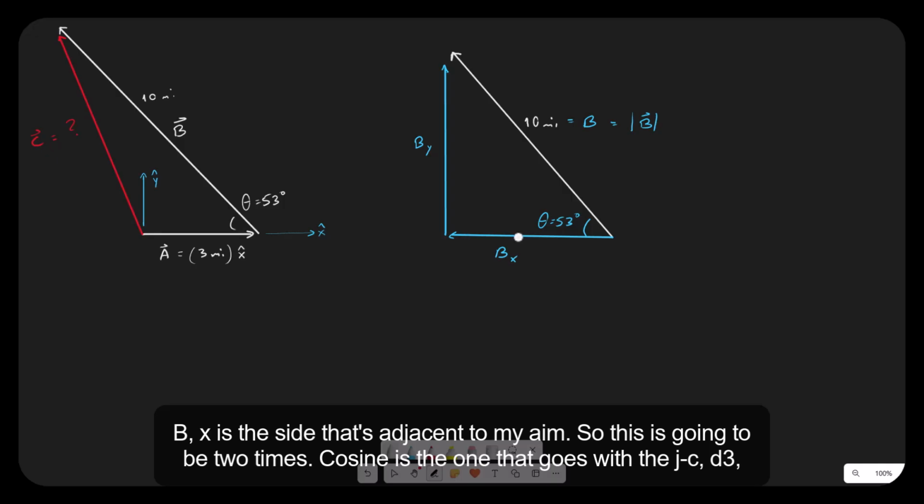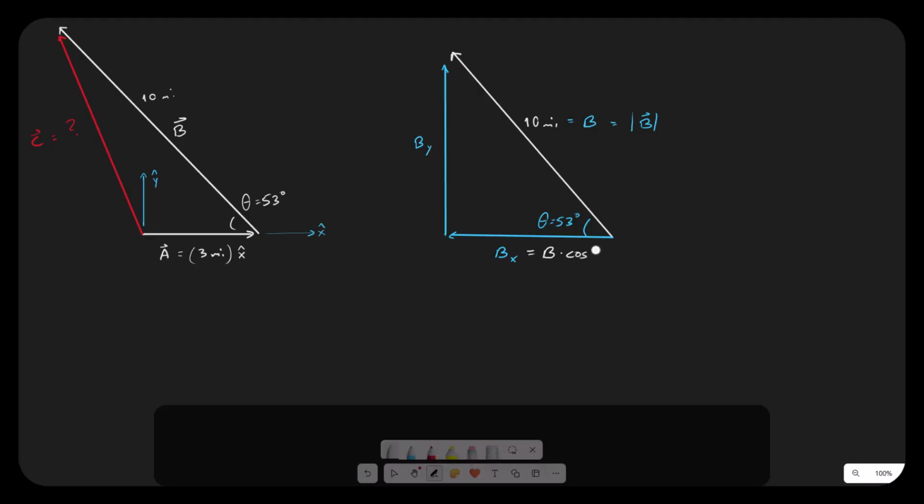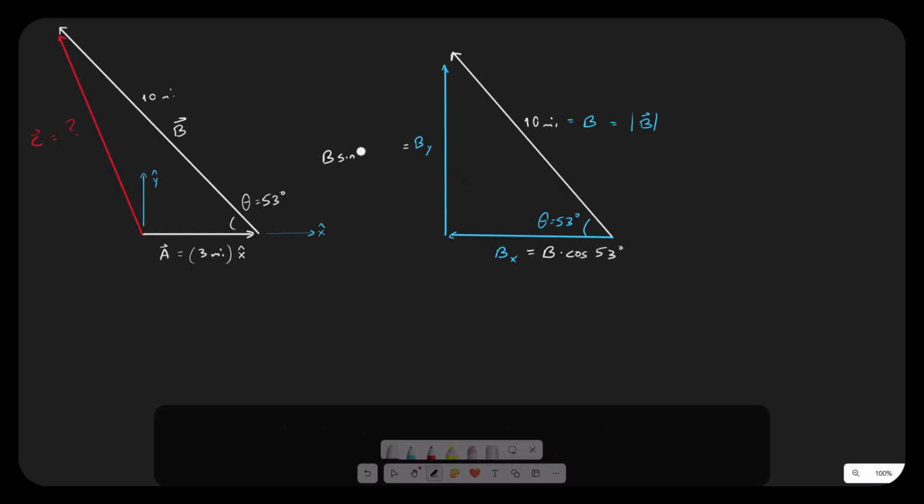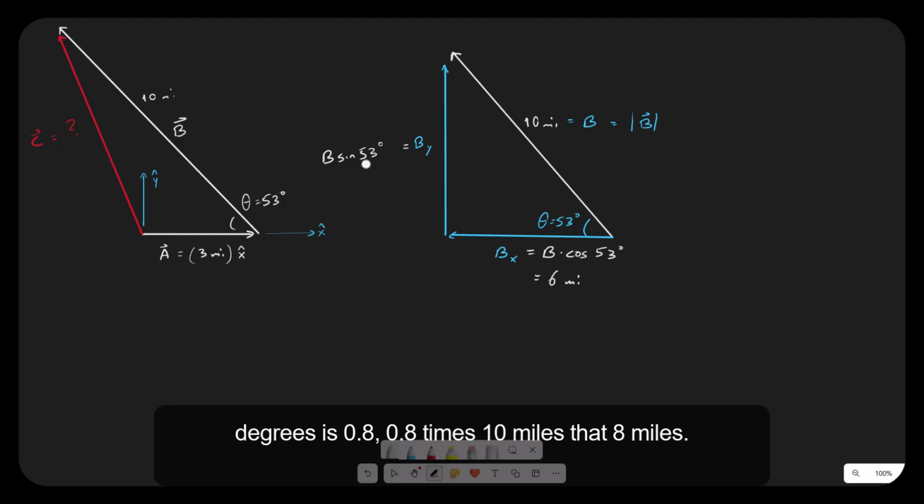Bx is the side that's adjacent to my angle, so this is going to be equal to b times cosine, which is the one that goes with adjacent, 53 degrees. By is the opposite side, that's the one that's going to go with the sine of 53 degrees. Okay, the cosine of 53 degrees is 0.6. 0.6 times 10 miles, that is 6 miles. The sine of 53 degrees is 0.8. 0.8 times 10 miles, that's 8 miles. So I have my bx, I have my by.